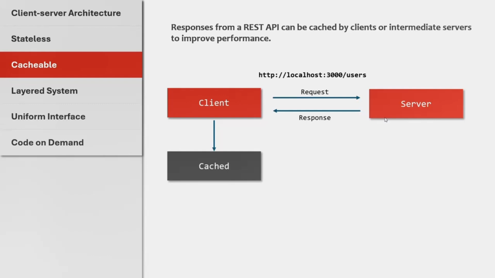Okay, so this principle states that responses from a REST API can be cached by the client or intermediate servers to improve performance. And this reduces the load on the server and provides a faster user experience.